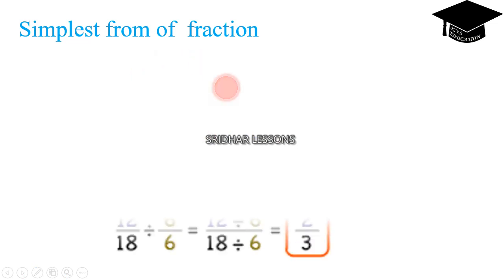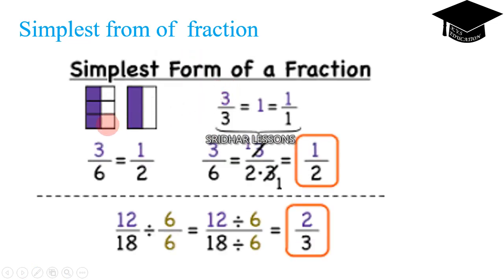Simplest form of fraction. See, 3 parts were colored out of 6. So 3 by 6 by cancellation is equal to 1 by 2. Similarly, 12 by 18 is equal to 2 by 3.